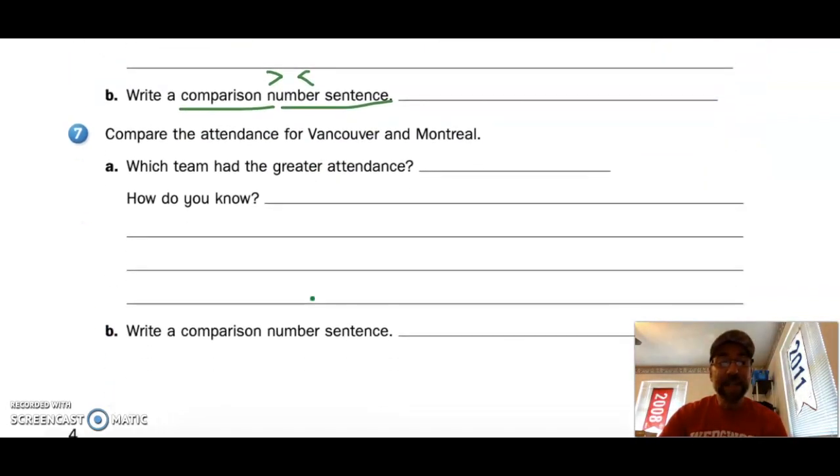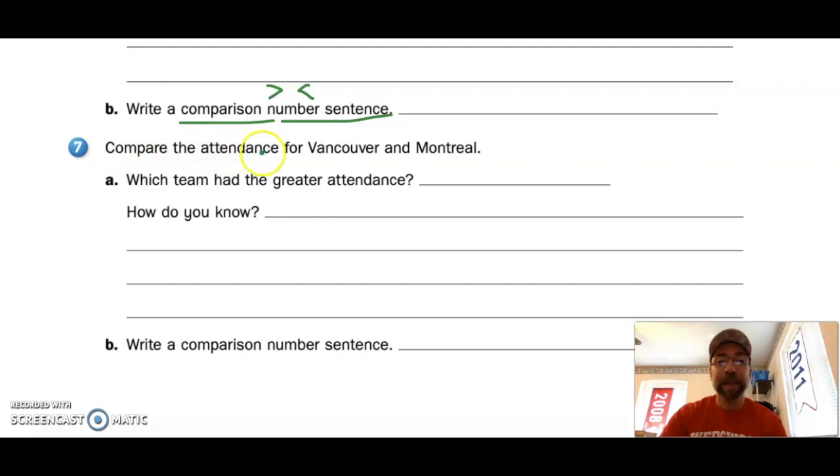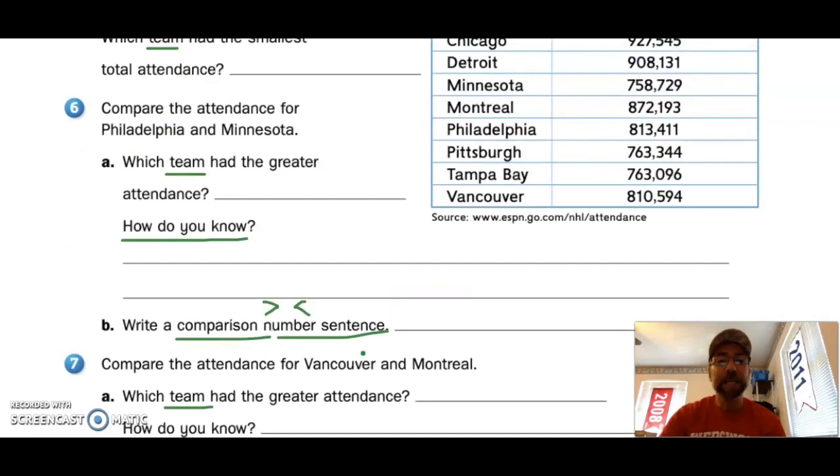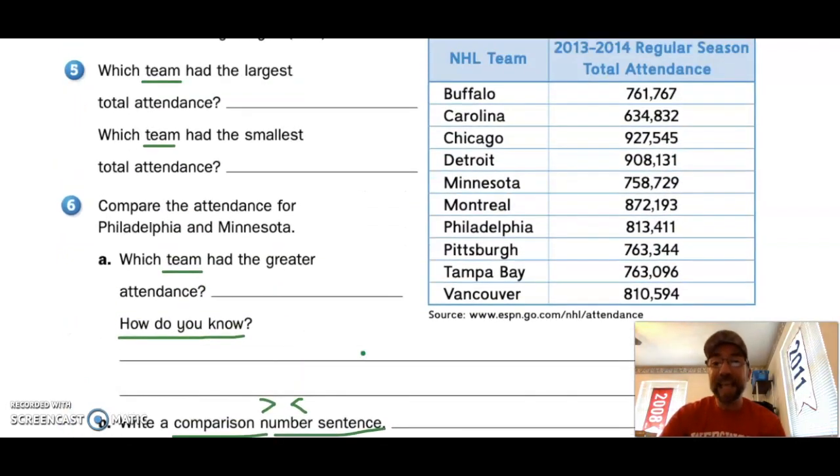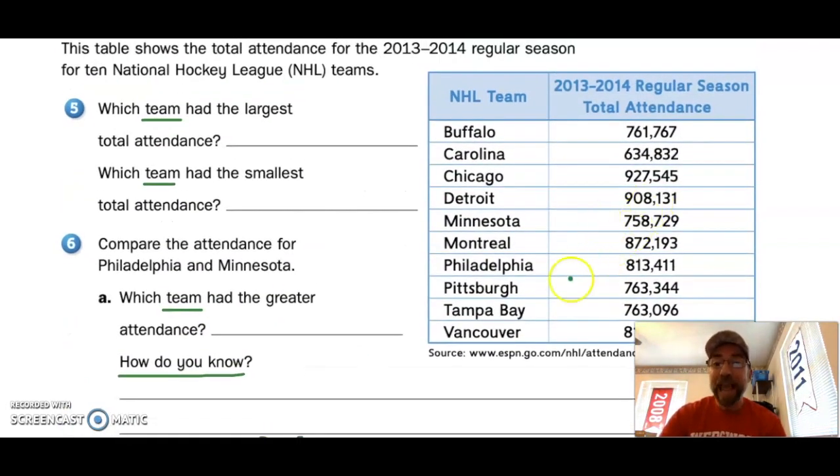And then number 7 is going to ask you to compare the attendance for Vancouver and Montreal. Which team had the greater attendance? How do you know? And write a comparison number sentence. Go ahead and complete problems 5, 6, and 7 using the NHL attendance table.